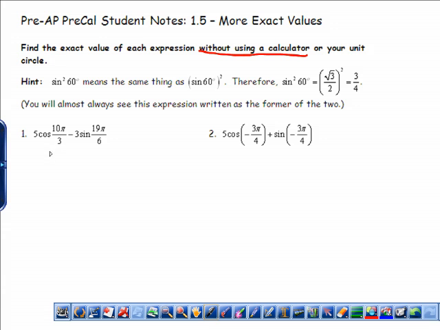Okay, so let's look at example 1. It says 5 cosine of 10 pi over 3 minus 3 sine of 19 pi over 6. So obviously this is in radians, and what we need to do is just take this one step at a time. First, we need to figure out, well, what is cosine of 10 pi over 3? Well, what's the reference angle of 10 pi over 3? Even if you're not sure what quadrant this is, you should be thinking, oh, that's a 60-degree reference angle.